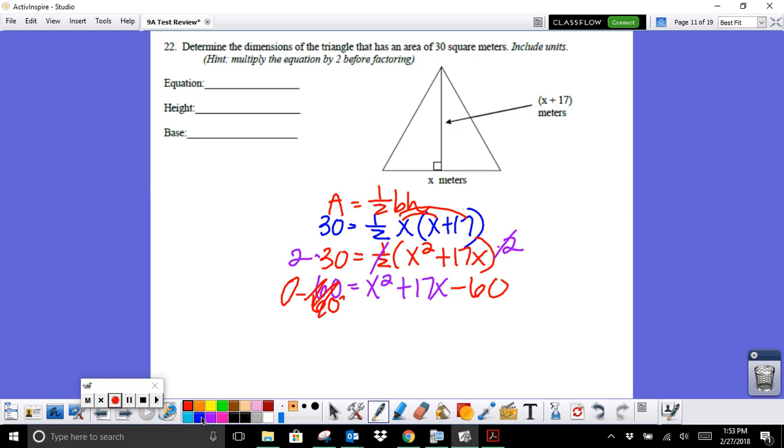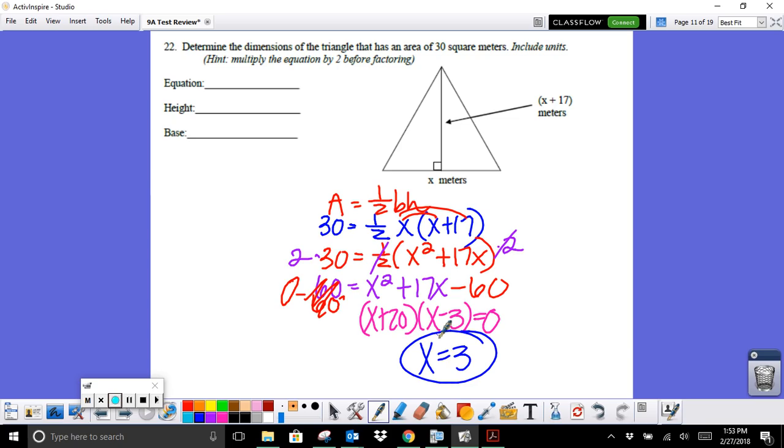If you need a review on factoring, make sure you know how to factor this. You can pause it and factor it, but to save time, I'm just going to give you the factors. So the factors are x plus 20 and x minus 3 equals 0. Which one of these is going to get you the positive solution? That would be x minus 3, because if you add 3 to both sides, x will be 3.